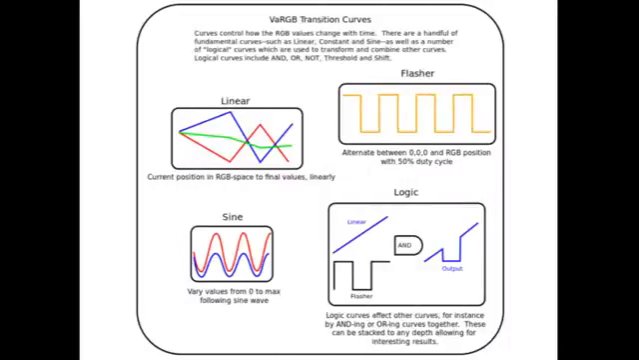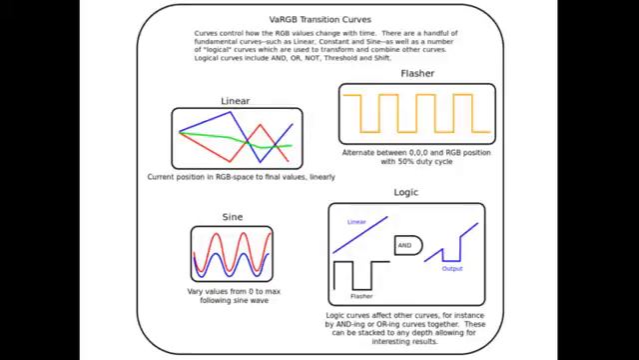The power of VaRGB lies in how you use and combine the various transition curves. There are a number of built-in types. Some of these are atomic or fundamental, curves that have specific predefined behavior like linear, constant, or sine curves. Logical curves allow you to affect one or more other curves. With these, you can apply transformations that provide for unlimited variation and control.